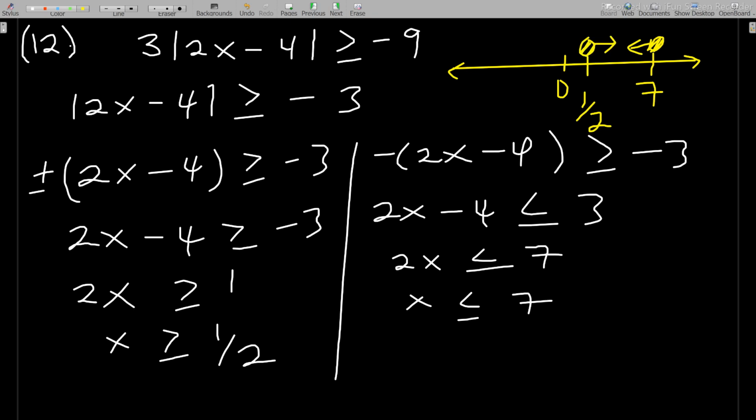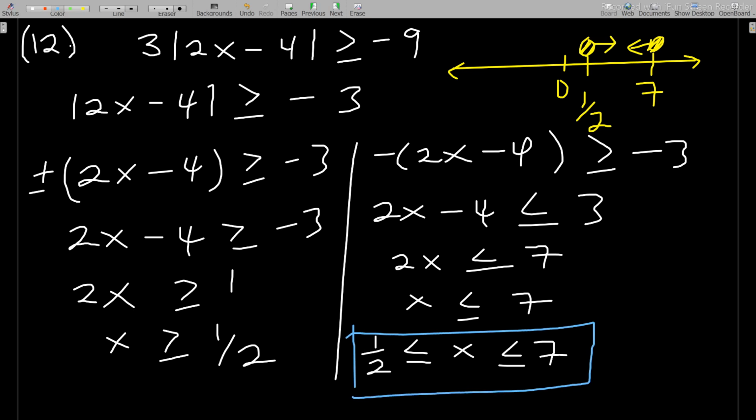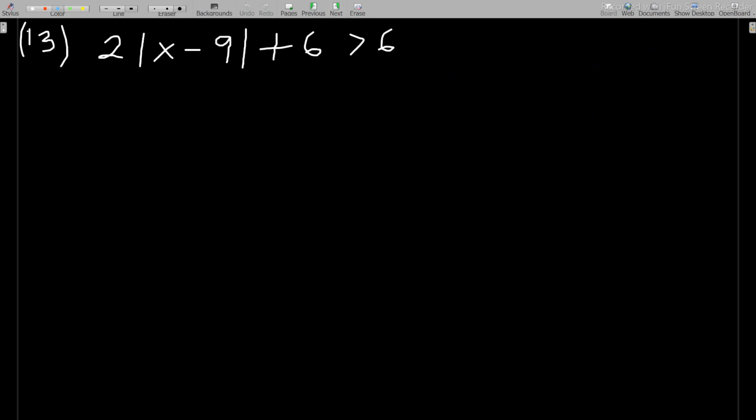Since they are meeting here, the solution will be a different case. So the solution is half less than or equal to x less than or equal to 7. When they are meeting, this is how you write the solution. Or in an interval notation form, I hope you can write this in an interval notation. It is a square bracket half, then comma 7 with a square bracket again. Closed interval. Now let's move on to the next one.